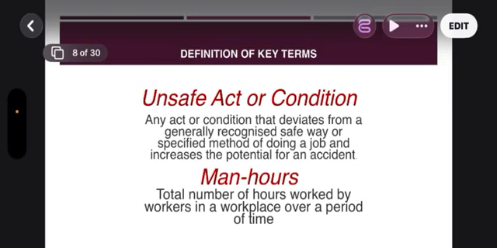Let's look at man hour. It is the total number of hours worked by workers in a workplace over a period of time. Why is man hour important for us? Man hour determines exposure. There are some jobs that workers should not be exposed to for too long. For example, if you're exposed to work in a place where the noise is higher than the normal decibel value, noise is measured by the unit decibel, so if you work in that place for too long, you might have a prolonged hearing impediment.